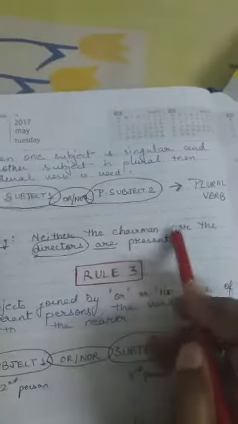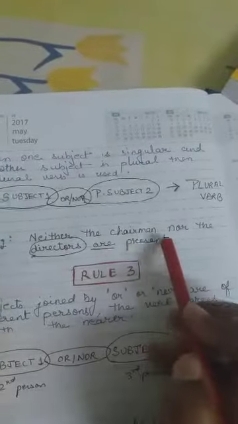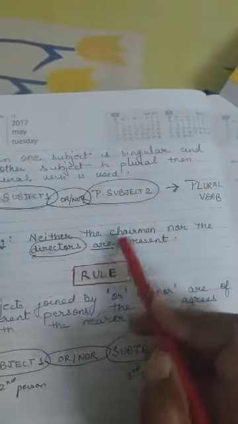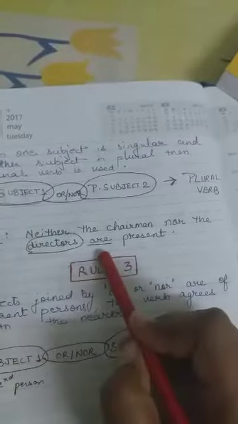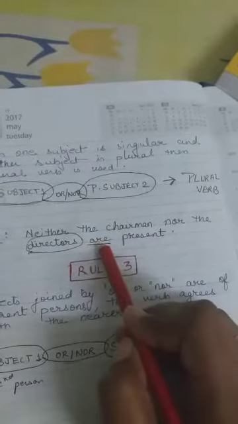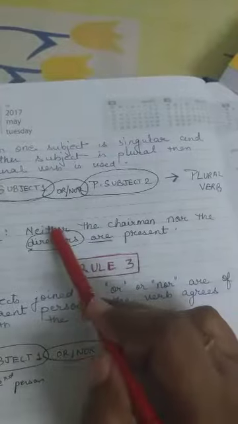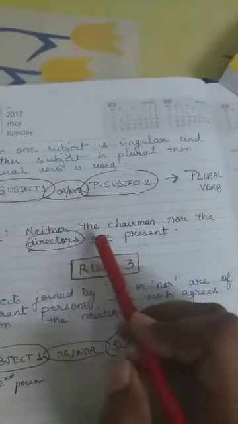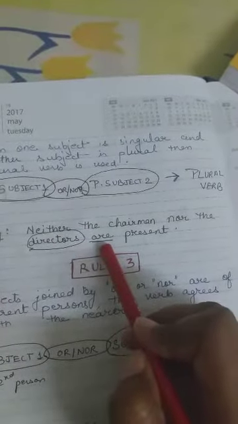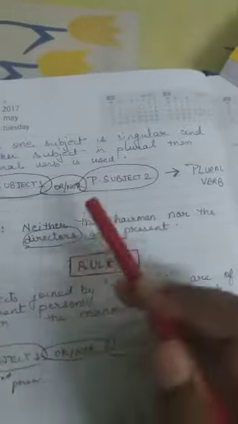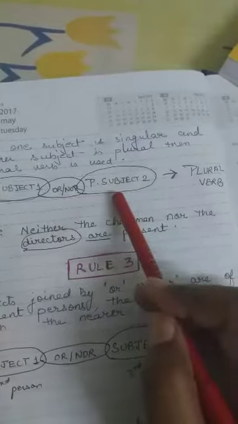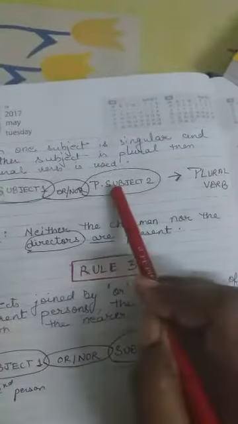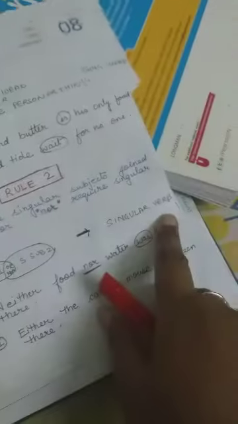Let's see the example. Neither the chairman nor the directors are present. Now chairman is the first subject, singular form, but directors is the second subject, plural form. So what is the verb used here? Are. Right? So the first subject is singular, the second is plural, and the verb will be plural: are. Now you can also see the verb nearer to the subject, that is the plural subject, will be used accordingly. If it is plural, we will use a plural verb. If it is singular, we will use a singular verb.